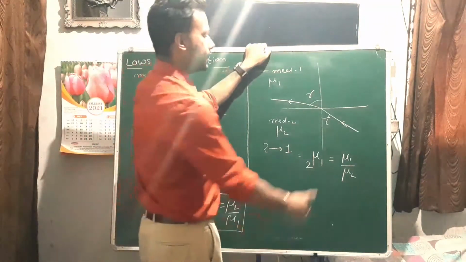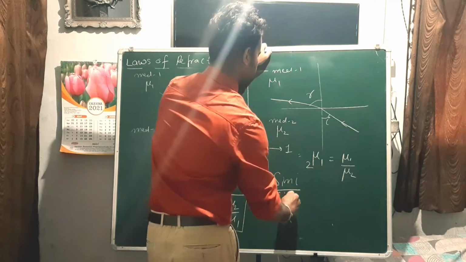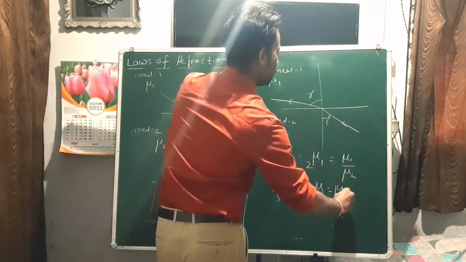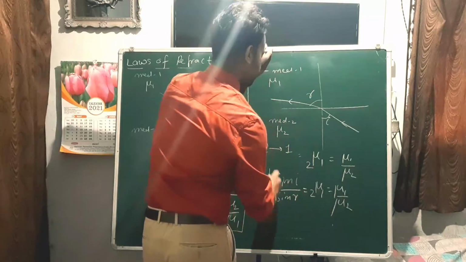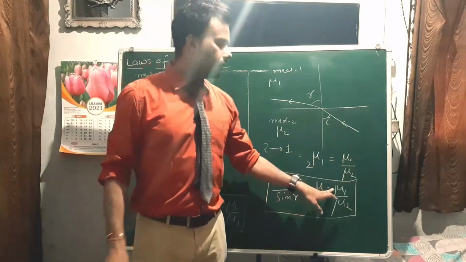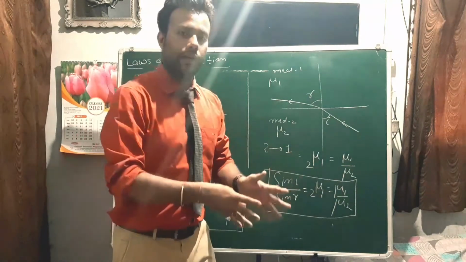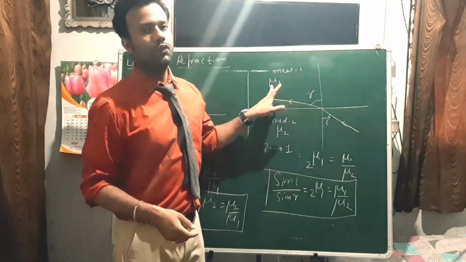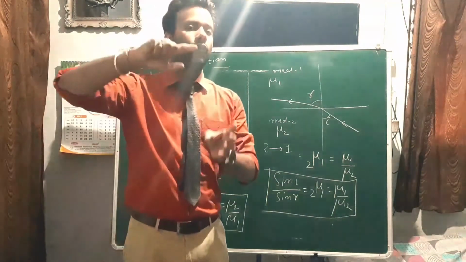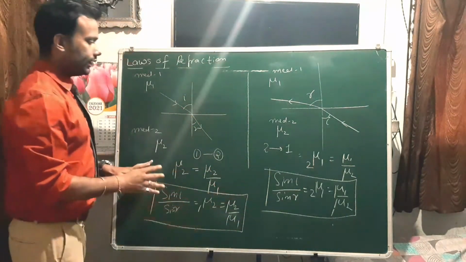So in this case sin I upon sin r will be equal to 2 mu 1, which is mu 1 by mu 2. Always remember one thing: in the numerator we write the refractive index of the medium where the light is going, right? Here the light is going into mu 1, so it will come in the numerator, and in the denominator we write the refractive index of the medium from where the light is coming, which is medium 2. So that's how we write Snell's law.